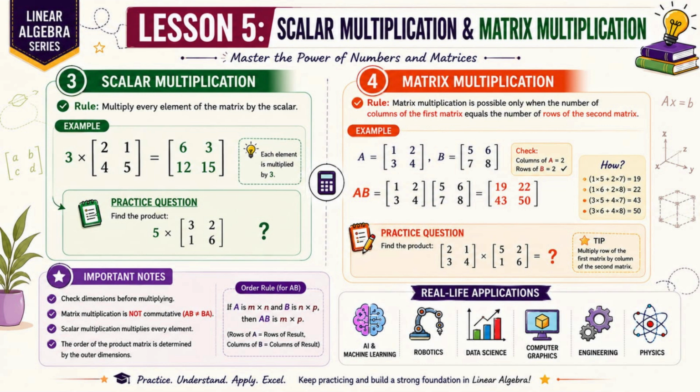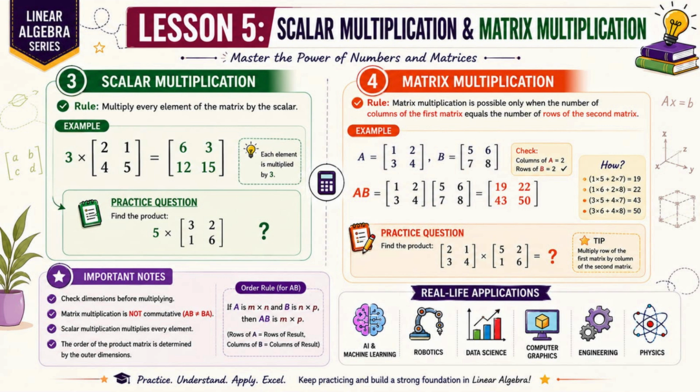To find the first element of the product matrix, multiply the first row of matrix A by the first column of matrix B. 1 times 5 plus 2 times 7 equals 19. Next, 1 times 6 plus 2 times 8 equals 22. Now move to the second row. 3 times 5 plus 4 times 7 equals 43. Finally, 3 times 6 plus 4 times 8 equals 50. Therefore, AB equals 19, 22, 43, 50. This process is called the row by column multiplication method.